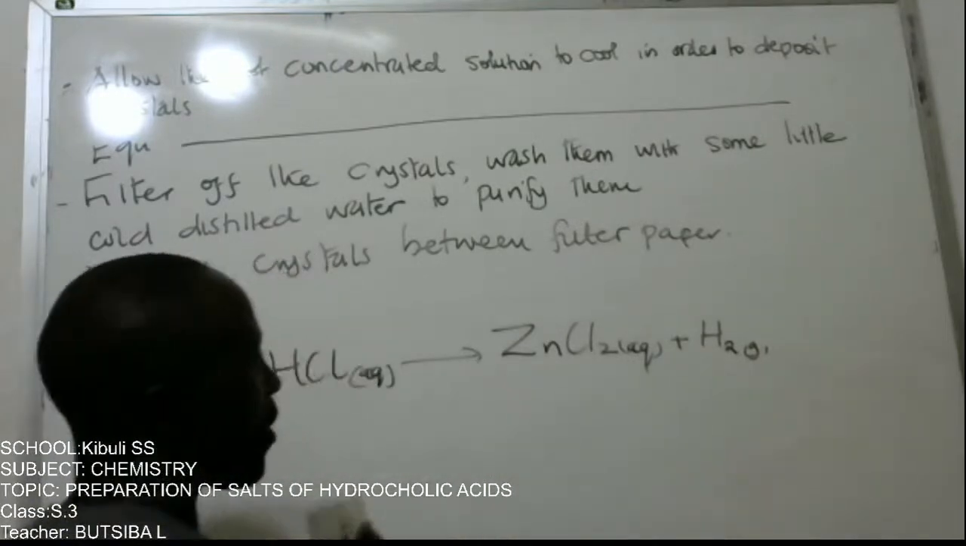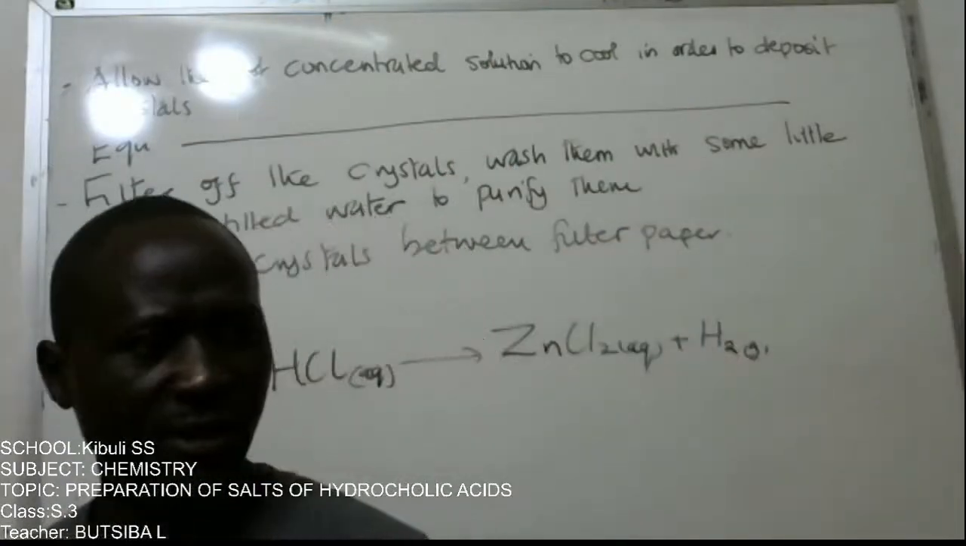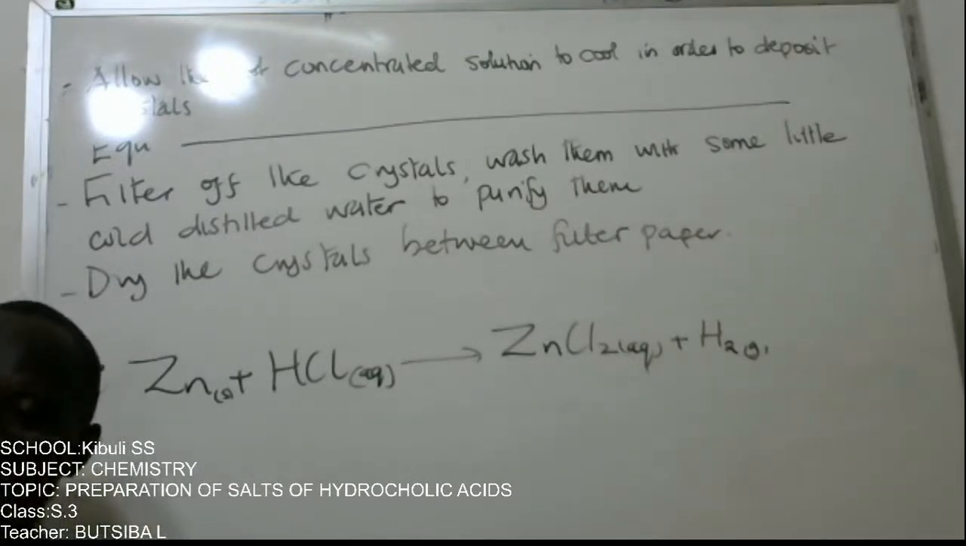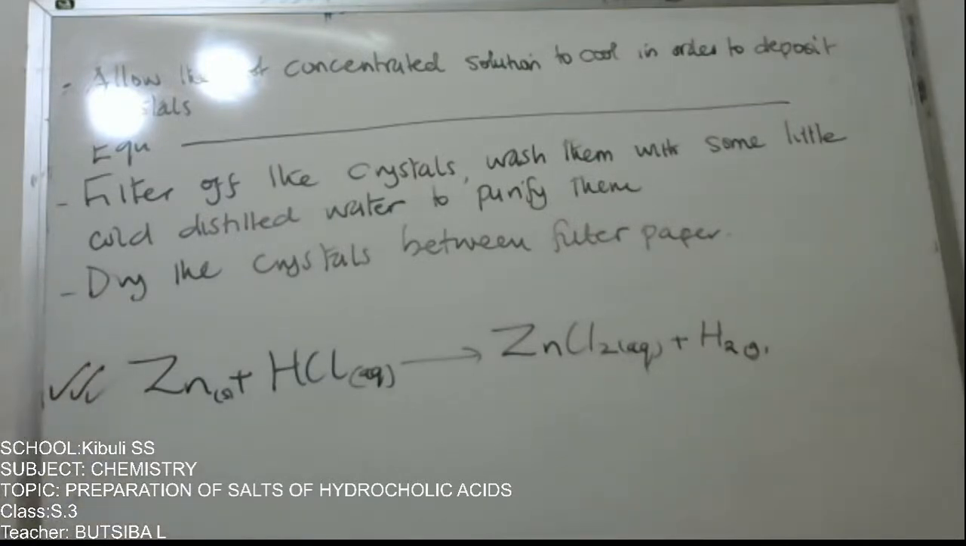So from here what do you do? Wash the crystals with a little cold distilled water, and press them between filter paper to dry. Why don't we heat to dryness? When you heat to dryness, the crystals become powders. Some of them decompose to form what? Oxides, and therefore you have lost. I want crystals of zinc chloride, but I get zinc oxide. So you have lost. So this is the scheme.